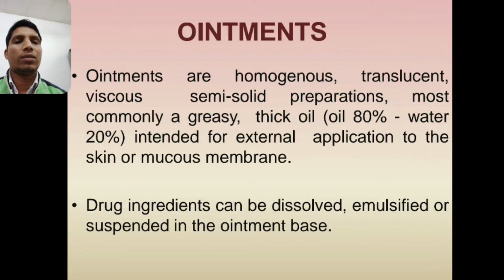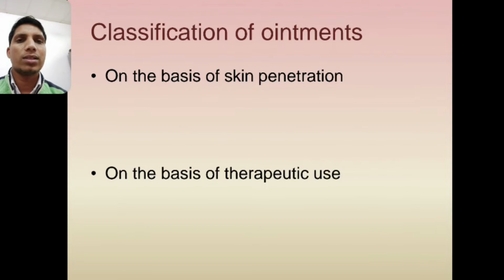Today we will discuss the various types of ointment classifications, how they are classified and what the criteria of classification of ointments are. Firstly, ointments are homogeneous, translucent, viscous, semi-solid preparations, most commonly greasy, and may contain oil, may contain water, or both, and they are generally intended for external application to the skin or mucous membrane. The drug ingredients in ointments may be dissolved, emulsified or suspended in the ointment base. Next, what are the classification criteria of the ointments?